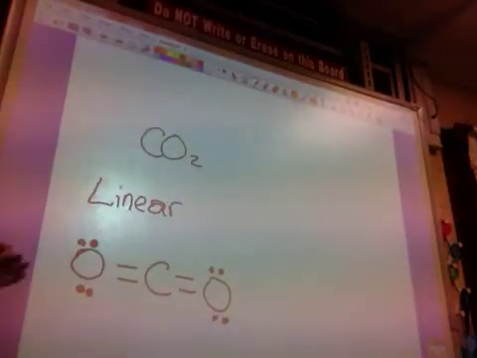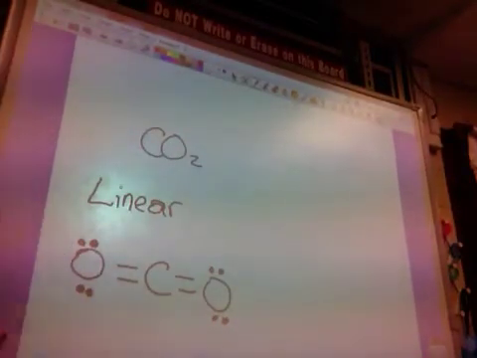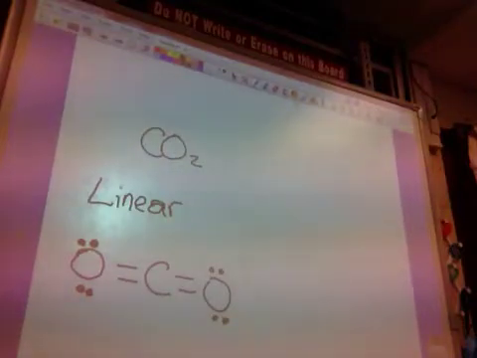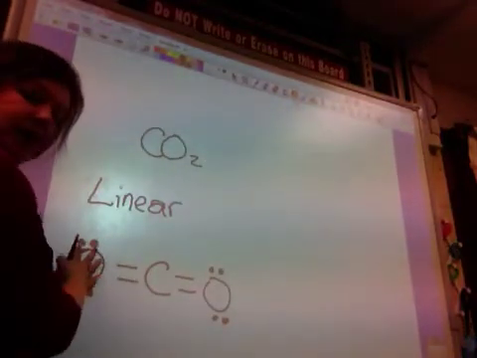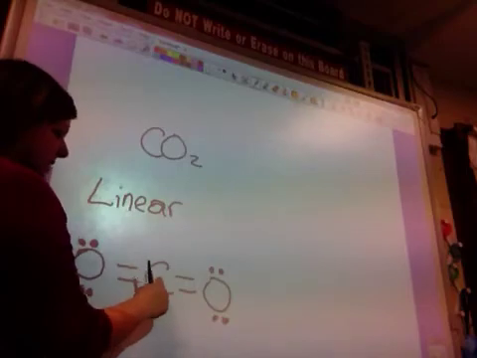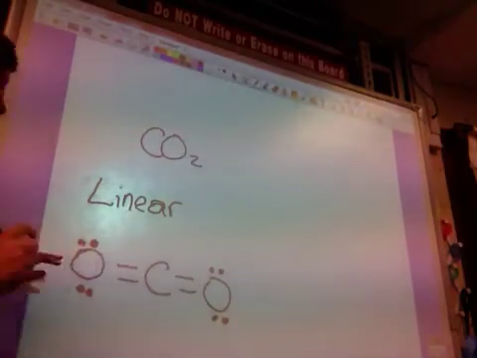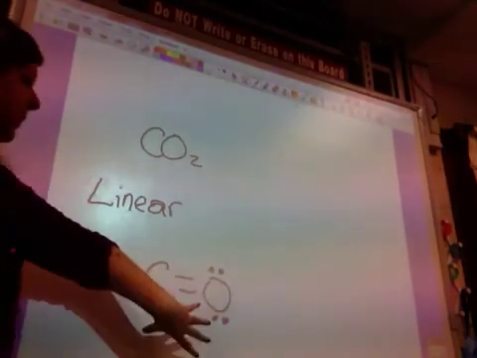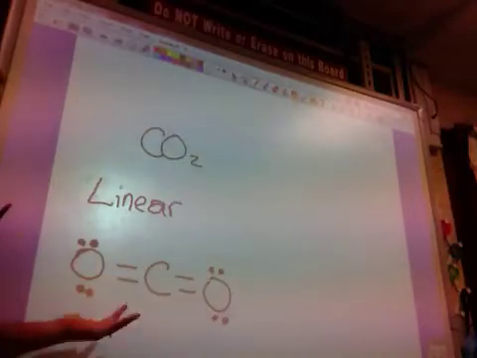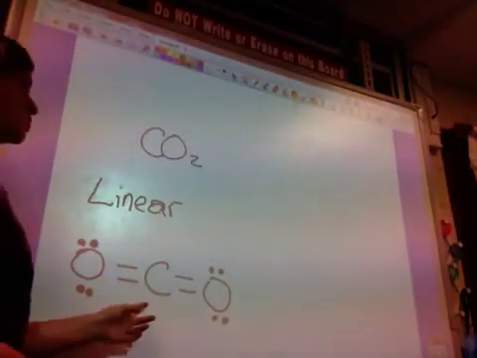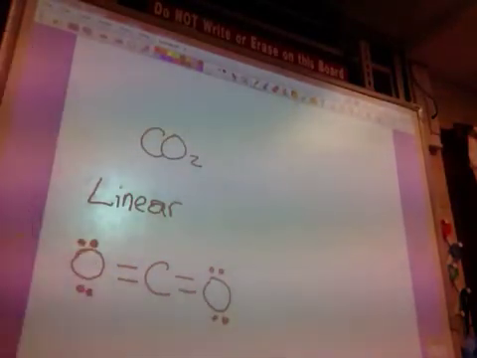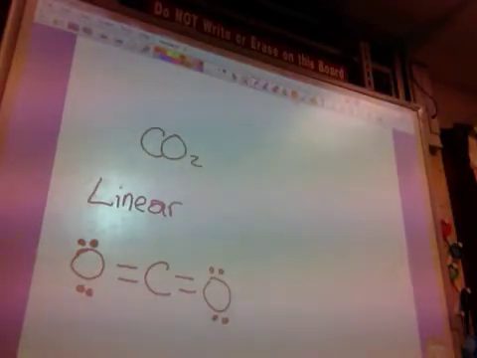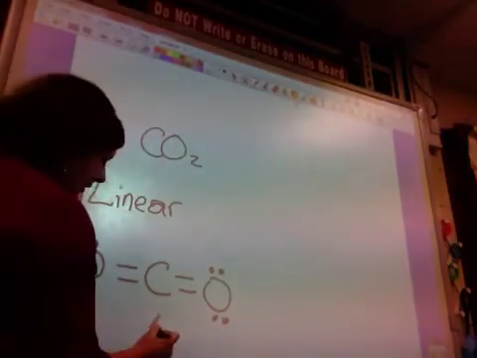Okay, so now I want to add dipoles to this because I need to determine polarity. Let's forget about this O for a second. Let's just look at this C and this O. If I look at these bonds here, which one is more electronegative, carbon or oxygen? We should be saying that oxygen is more electronegative. So I'm going to draw my dipole here.